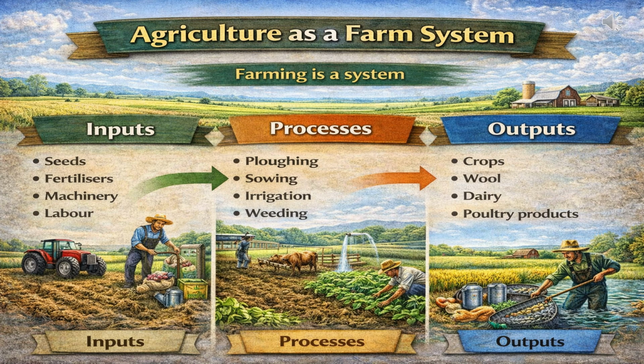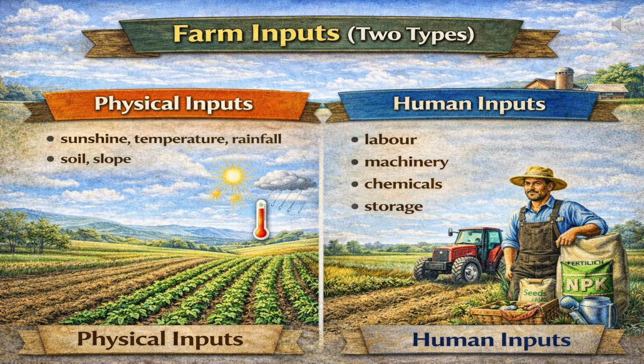Now let's go deeper into the inputs. They are of 2 types. Farm inputs are divided into 2 groups. 1. Physical inputs, nature-based: sunshine, temperature, rainfall, soil, slope. 2. Human inputs, people-based: labor, machinery, chemicals, storage. So farming is a combination of nature plus human effort.